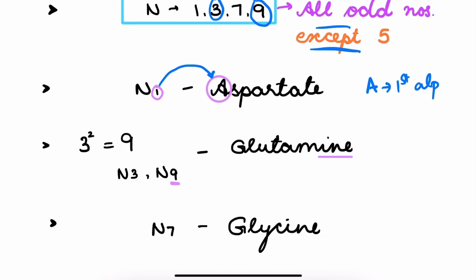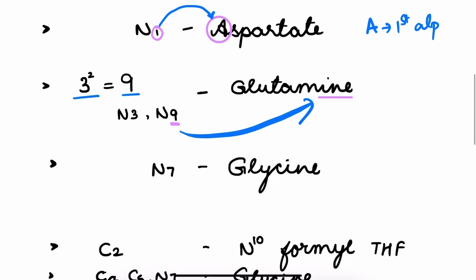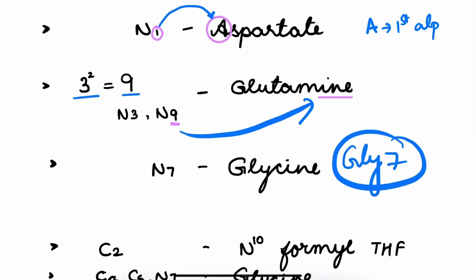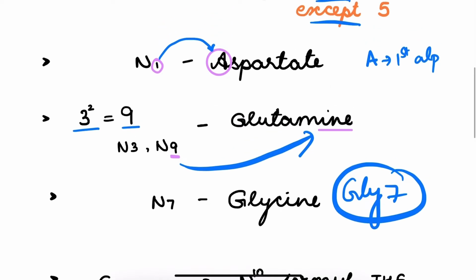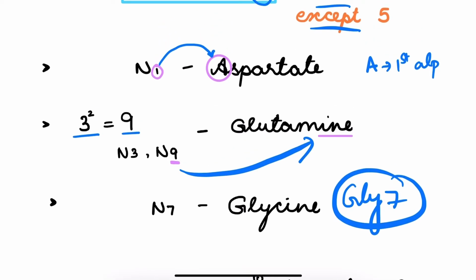That's very simple. You can also remember that 3 square is equal to 9. So N3 and N9 are contributed by glutamine. Very simple. N7 is contributed by glycine. I remember this as gly7. Gly7, glycine. Somewhat it rhymes, right? So now we saw all the contributors of the nitrogen atoms.